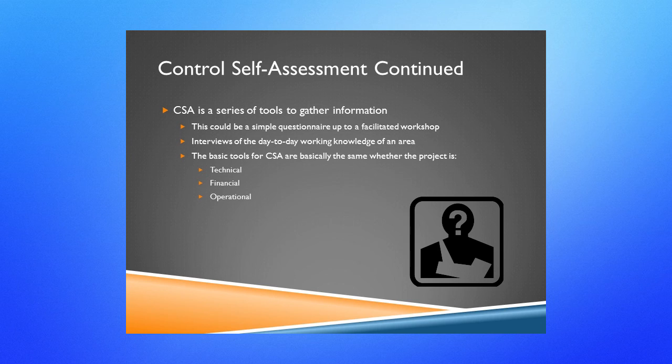The basic tools for CSA are going to be the same whether the project that you're working on is a technical one or a financial one or an operational one, because again we're having that overview discussion of the term control. And as we know, a control is not just a piece of hardware. It's not just a piece of software. There's no one thing a control is other than something we use to mitigate the risk, protecting our assets from any type of hazard that's out there. So you can utilize this type of control self-assessment regardless of the type of project you're working on.